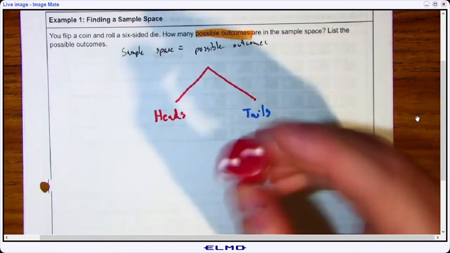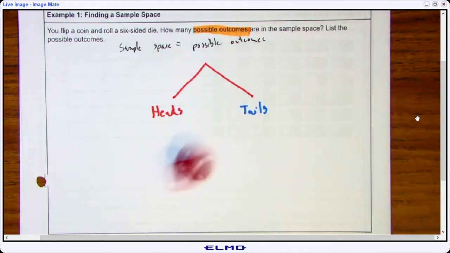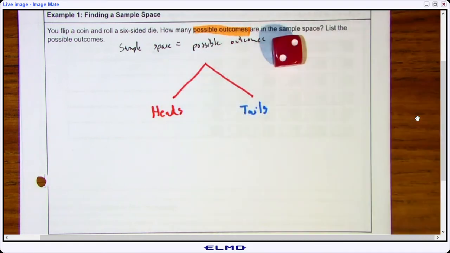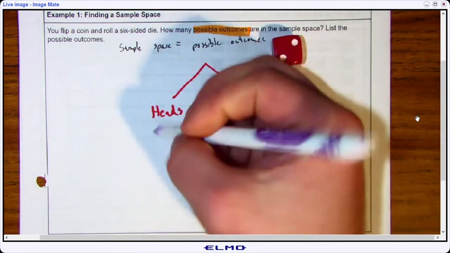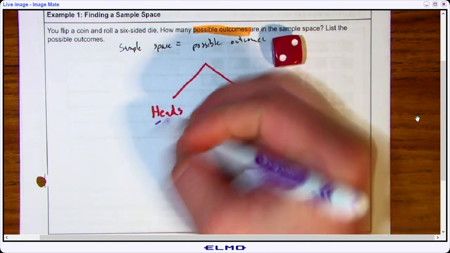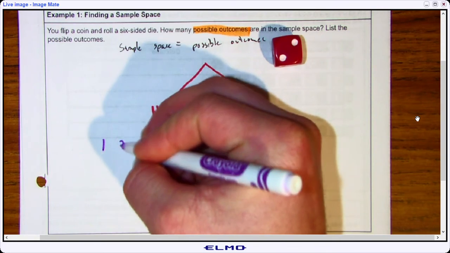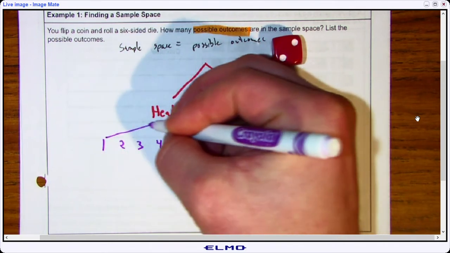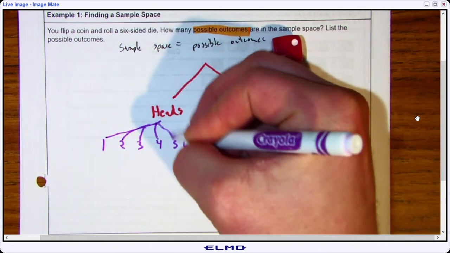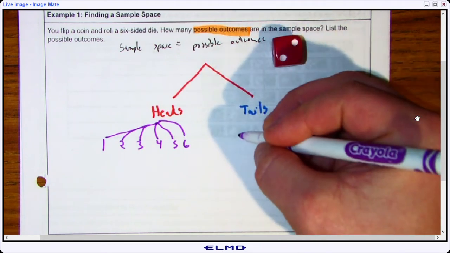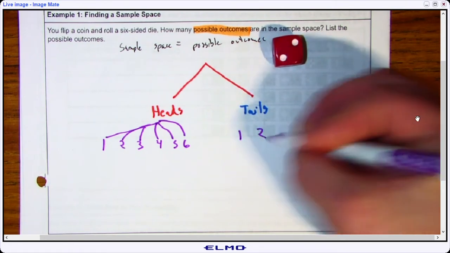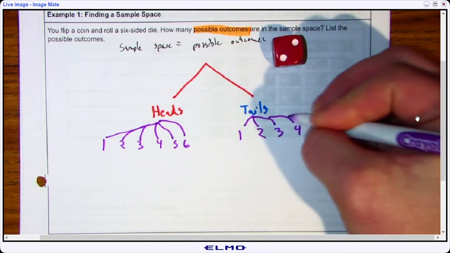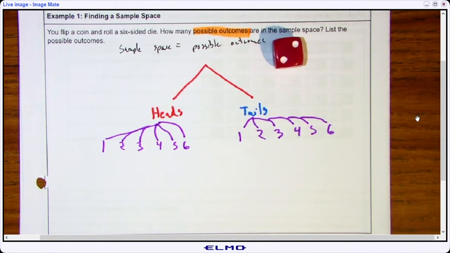Then, once I've done that, I roll my die. Six-sided die. There's six options, 1 through 6, right? So there's going to be another branch. Our options after we go heads or tails will be 1, 2, 3, 4, 5, and 6. Any one of these could happen. And then similarly, if we rolled tails, there'd still be 6 options for our dice. So that's what could happen.